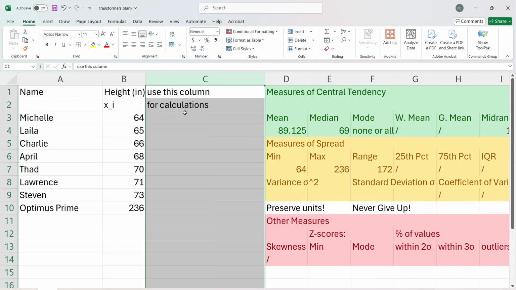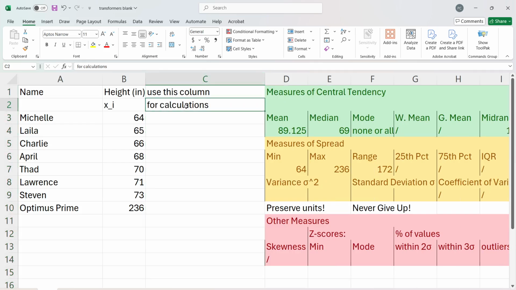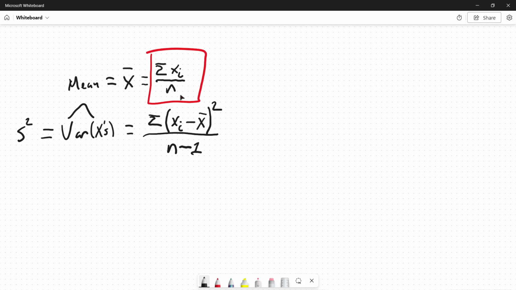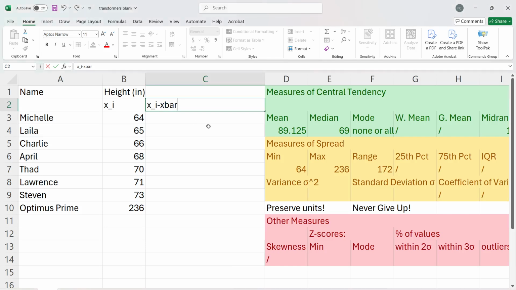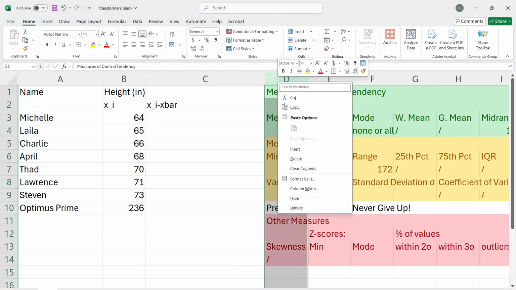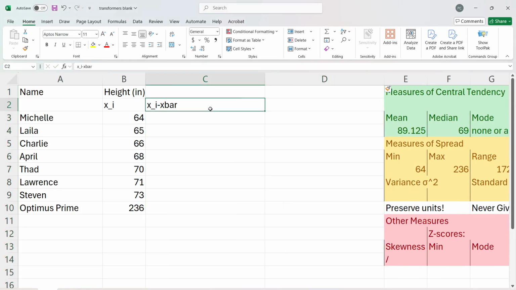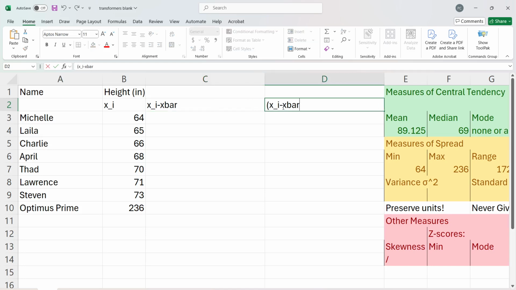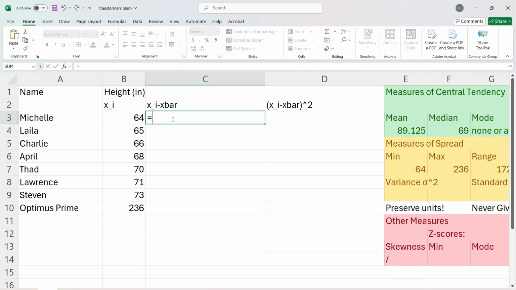So I'm going to buy myself a little bit more space, and I'm going to say I want xi minus x bar, right? I'm supposed to take the average of all the xi minus x bar and then square those. So actually, maybe I'm going to need one more column. Let me have xi minus x bar, and then in the next column, I'm going to build xi minus x bar squared, which is easy enough. Now this one will be equal to, what is xi? 64. What is x bar? Okay, well, x bar is over here, 89.125.